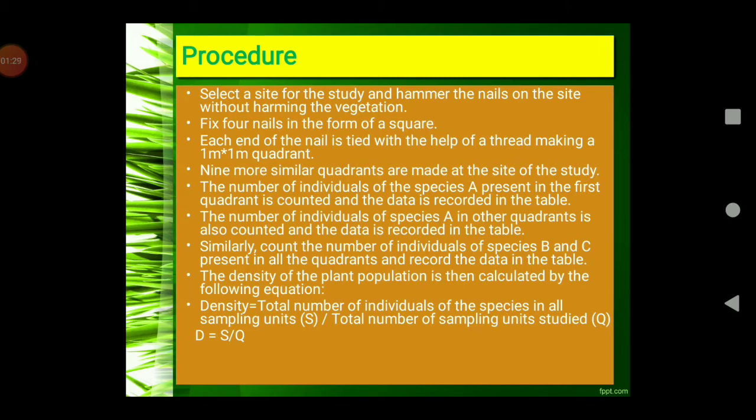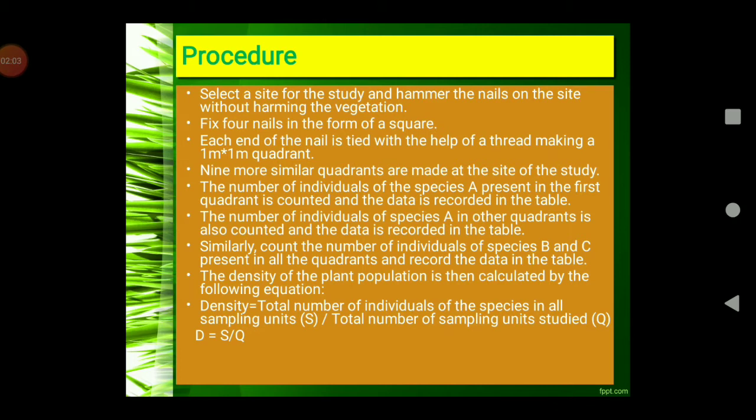A quadrat is the area. We can take 9 more similar quadrats, or as per our study, we can take 2, 3, 4. But today in our experiment, we are going to study only 2 quadrats. That means only 2 areas to study the plant species. The number of individuals of species A, B, C, which are present in the first quadrat, we are going to count, similarly in the second and third quadrat also.